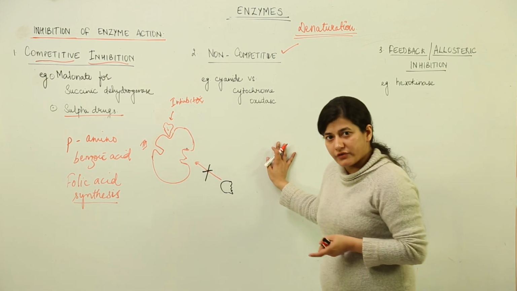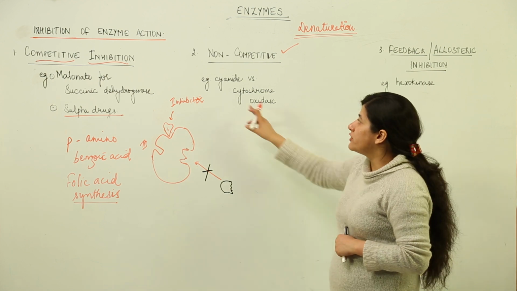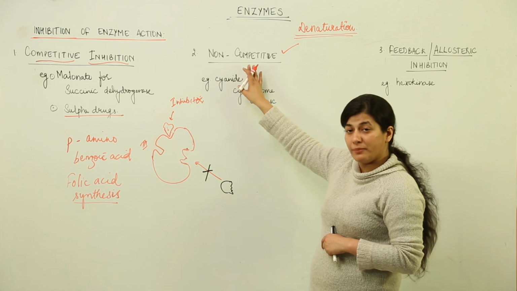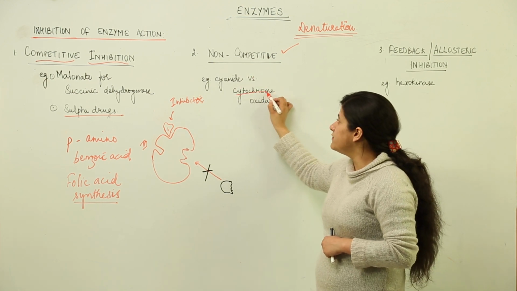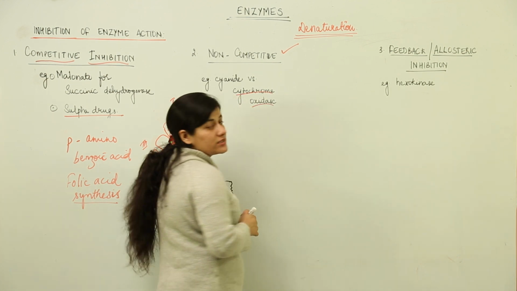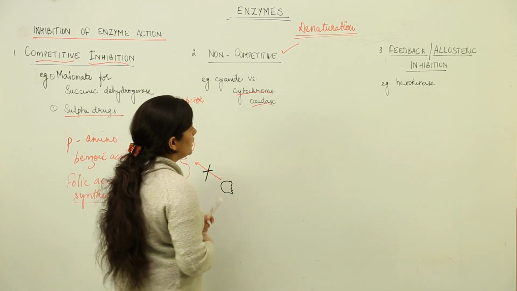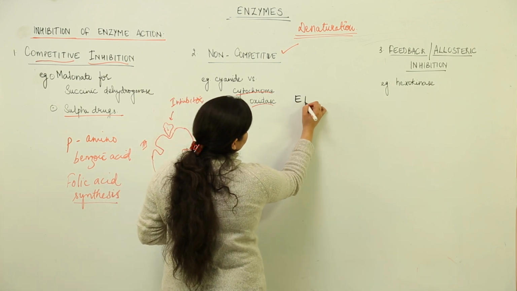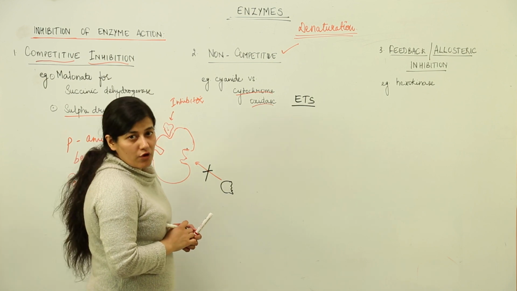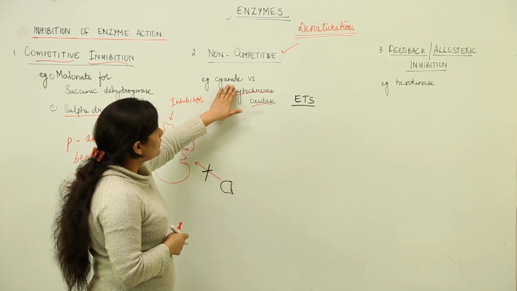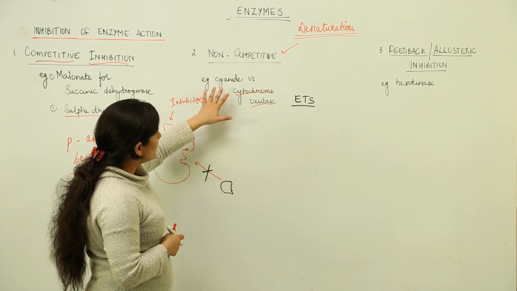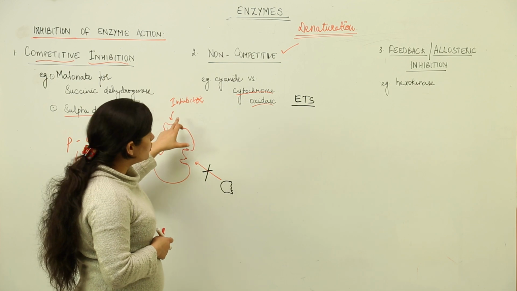Now, people die of consuming cyanide. Why do they die? Because cyanide provides non-competitive inhibition against the enzyme cytochrome oxidase. Remember, cytochrome oxidase was the enzyme which was very important in the electron transport system, ETS, where the ATP formation was taking place. So it is basically a respiratory inhibitor, and it kills the person within seconds. That is why cyanide is providing non-competitive inhibition.